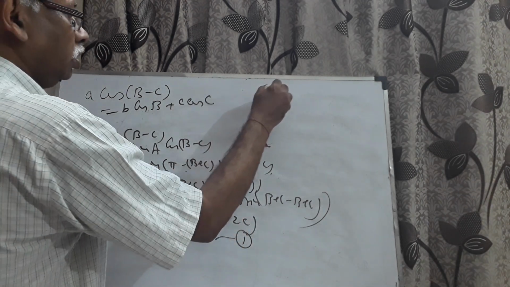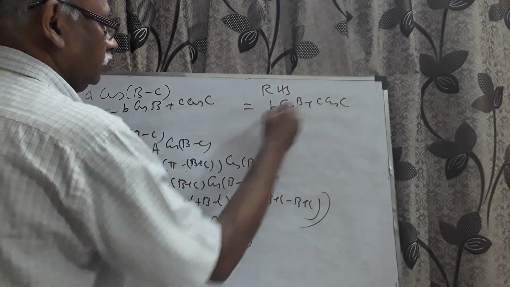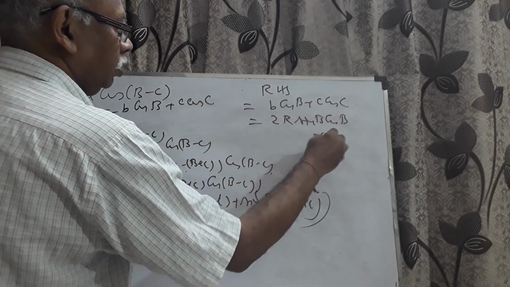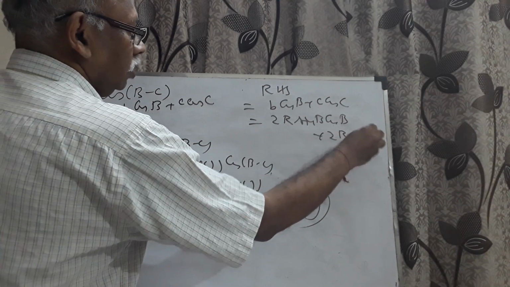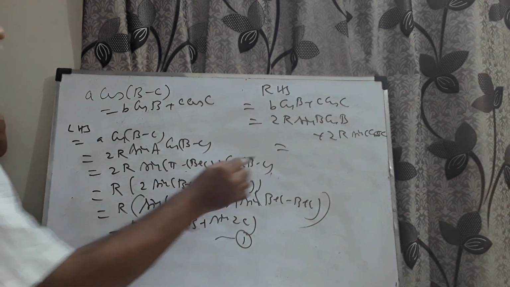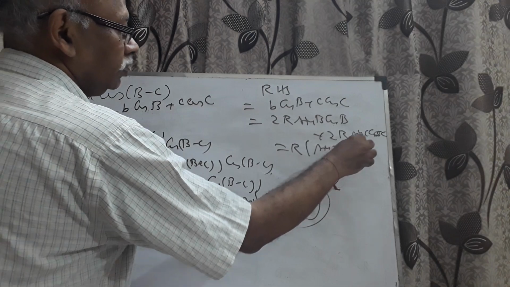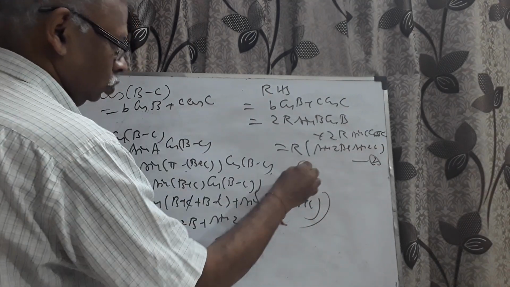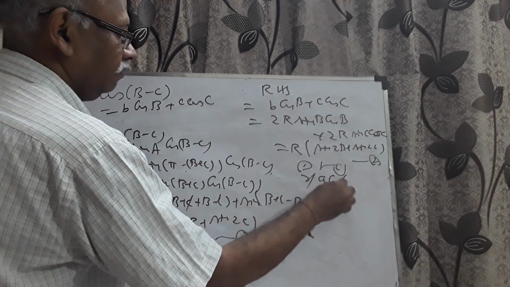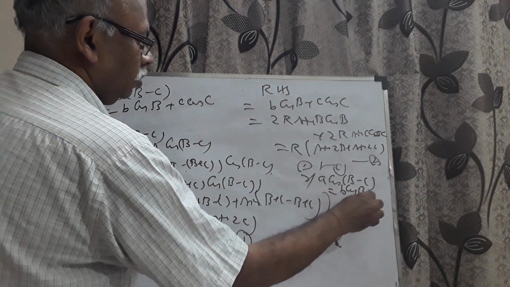What happened to my RHS? Let us say RHS is b cos B plus c cos C, which is 2R sin B cos B plus 2R sin C cos C, because of the rule which I gave you just now at the beginning. Let me take R as common. This will become automatically sin 2B plus sin 2C. This is equation 2. 1 and 2 will imply I get the same reduction. Therefore, I end up with a cos(B minus C) is equal to b cos B plus c cos C.